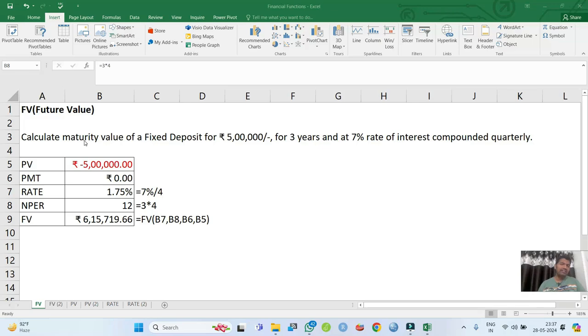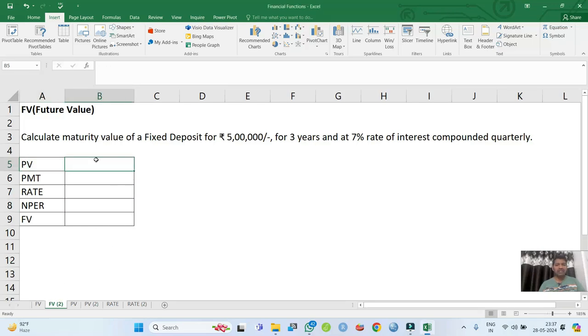Before calculating the rate of interest, we'll calculate the future value. So what is future value? This is the example: calculate the maturity value of a fixed deposit of 5 lakh for 3 years at 7% interest compounded quarterly. Usually banks give the interest on a quarterly basis. So here is the formula, and we'll see one by one how to calculate.